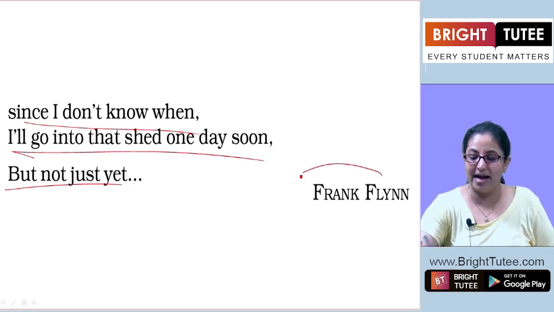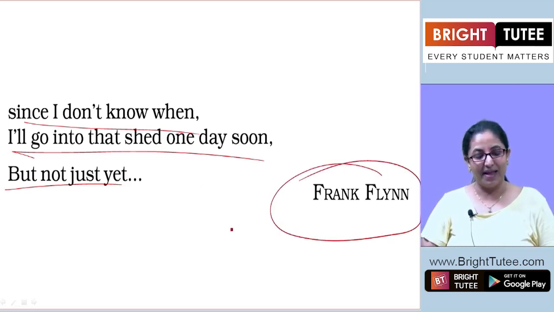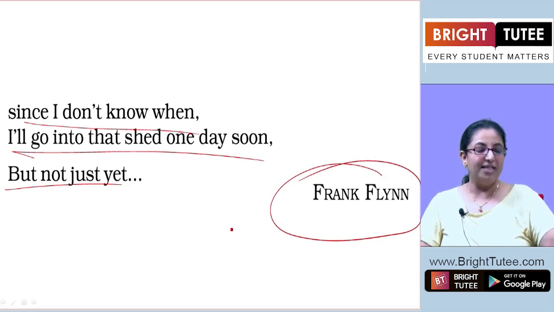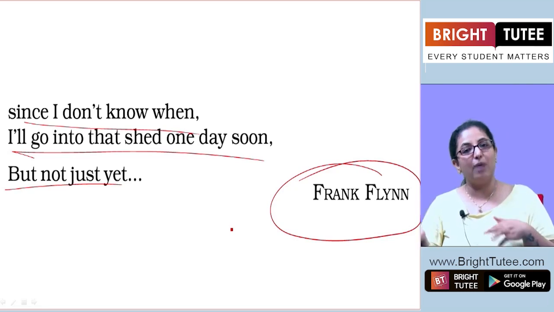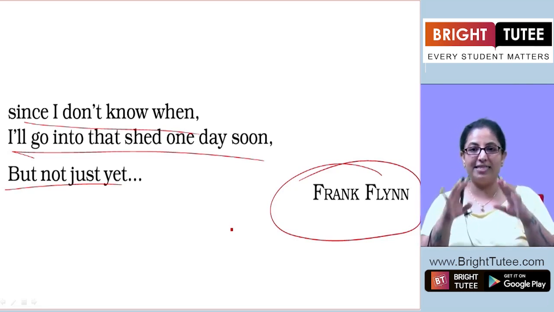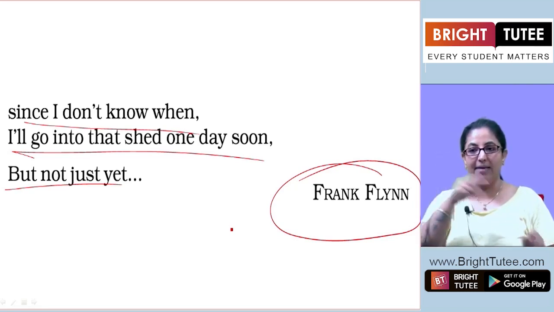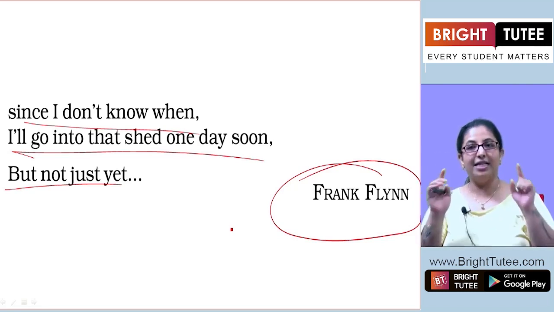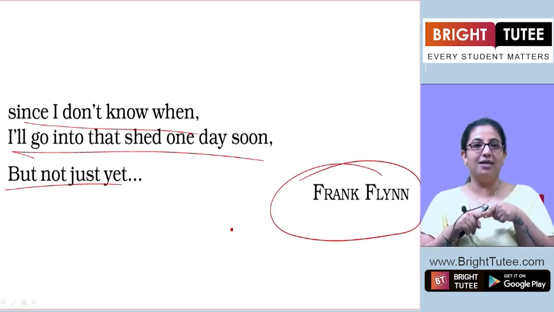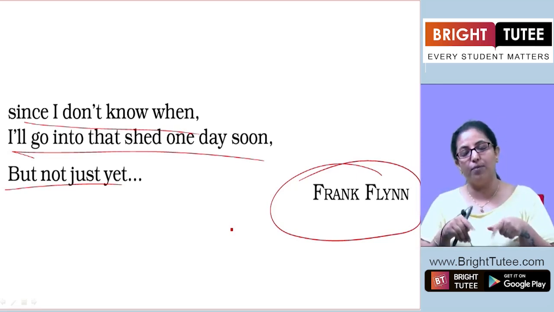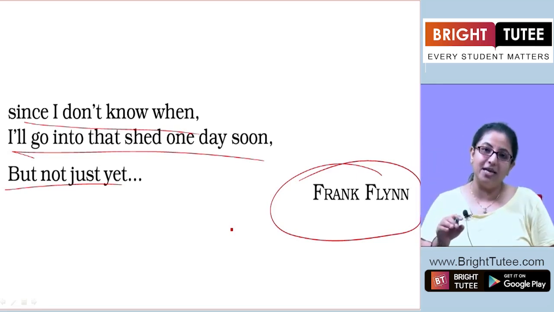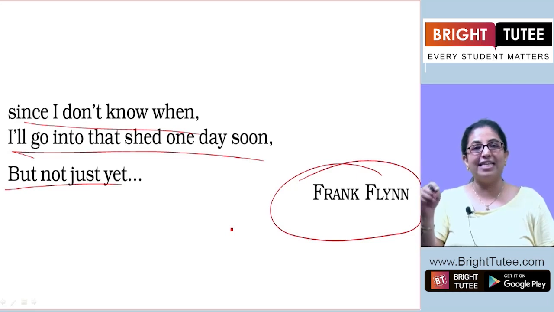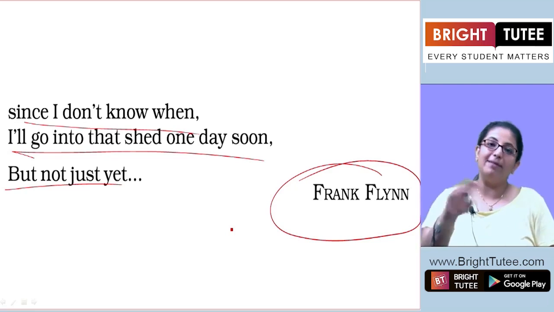This poem is written by Frank Flynn. I hope you've understood the poem. This poem is about the shed. In the speaker's house, the shed is at the bottom of the garden. That shed has a window which is dusty and the panes of glass are broken. The hinges of the old door of that shed are rusty because they are very old. Nobody takes care of that particular shed. Nobody maintains it. There are spider webs inside.